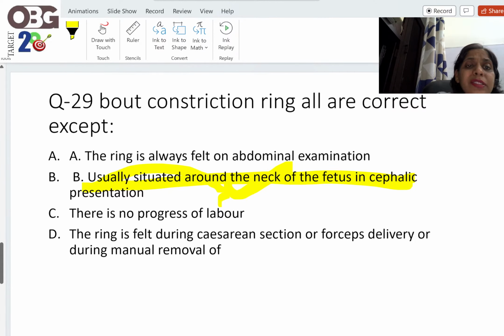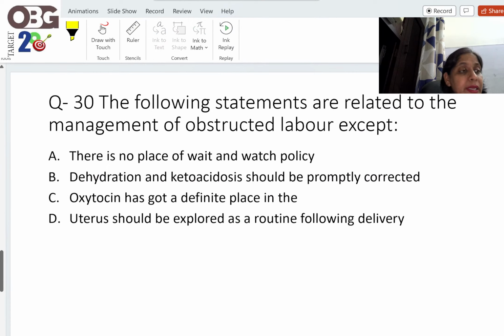So here the wrong statement is that the ring is always felt per abdomen. It is not felt per abdomen. Only Bandl's ring is felt per abdomen. There is no progress of labor. Yes, this is right. And it is felt during the manual removal of the placenta. This is right.